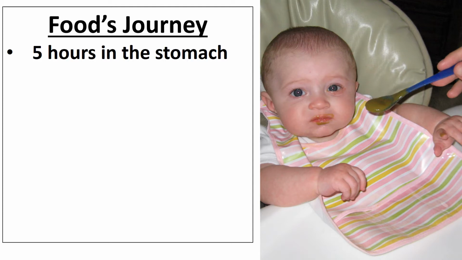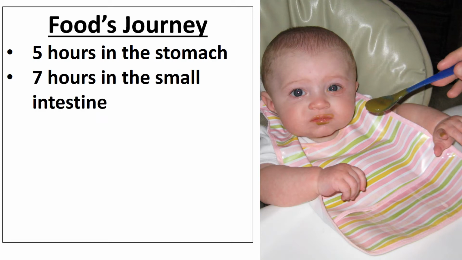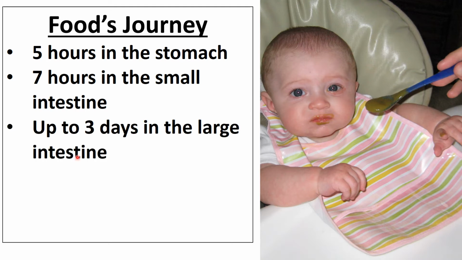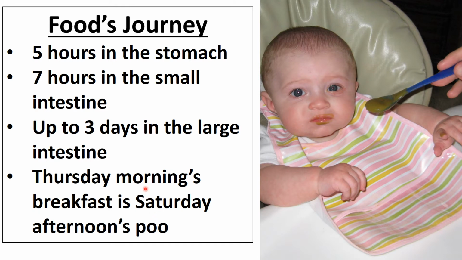Something also to mention is just food's journey. Whenever we do this, it kind of surprises people. So food is about 5 hours in the stomach, then it's about 7 hours in the small intestine, then it's got up to 3 days in the large intestine, and what that means is, as long as you're well, Thursday morning's breakfast is Saturday afternoon's poo. So even your breakfast, if you have it at 8 o'clock in the morning, at 8 o'clock at night it's probably just coming to the end of the small intestine before heading to the large intestine.